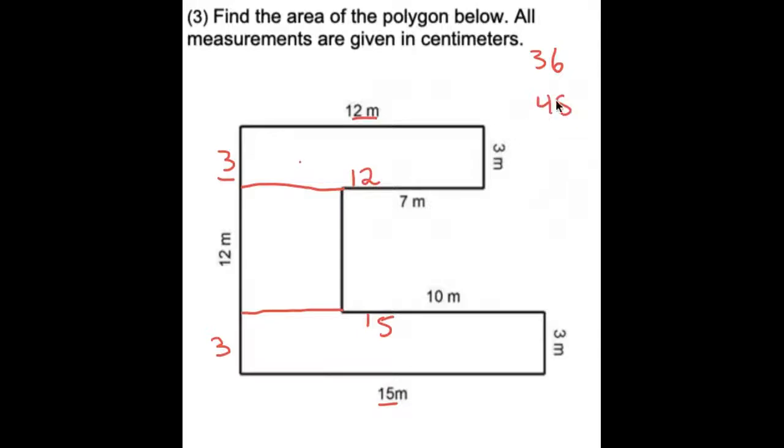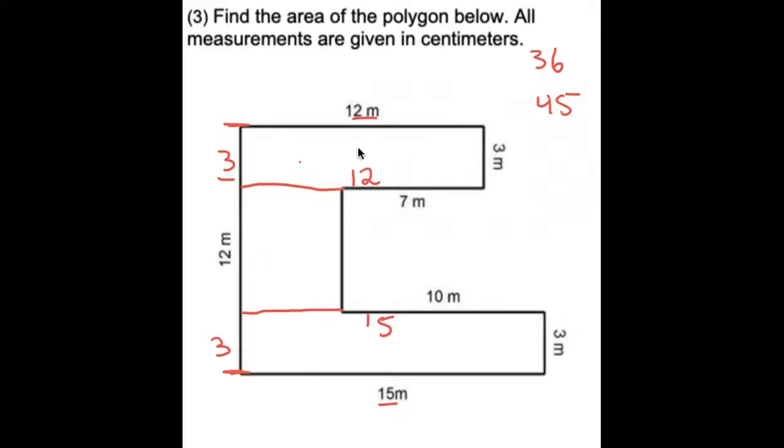Now here's where it gets tricky. A lot of the times people might think, oh, I know this side length is 12 meters. Not true. 12 meters is the distance from here to here. We know that the distance from the top of this figure to the bottom is 12 meters, but remember we cut off this piece here and this piece here.